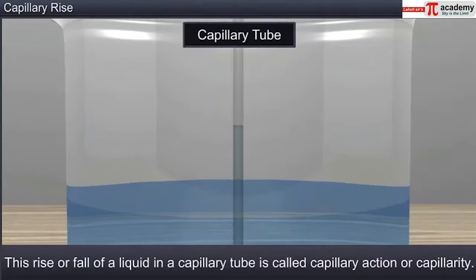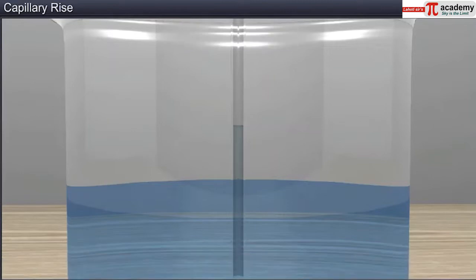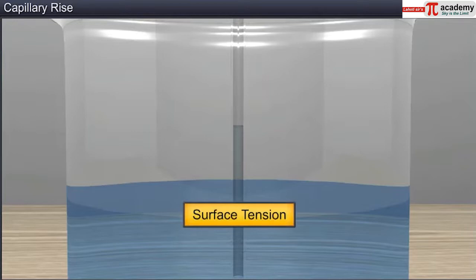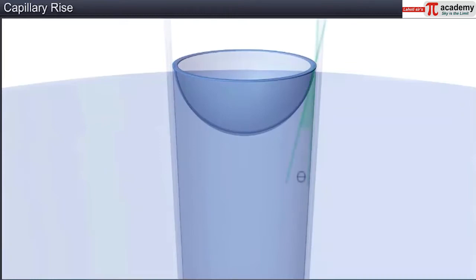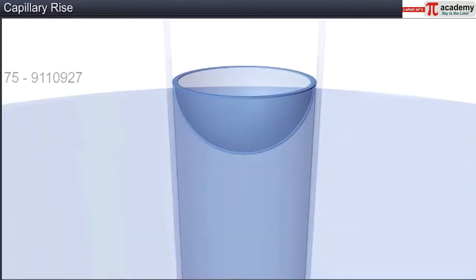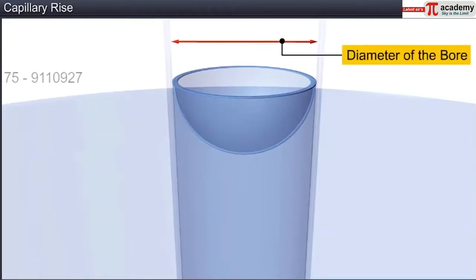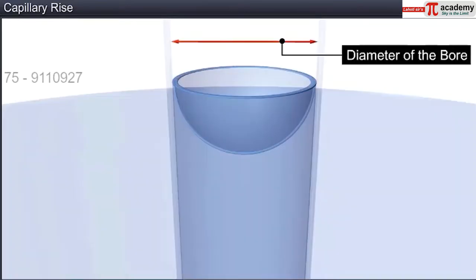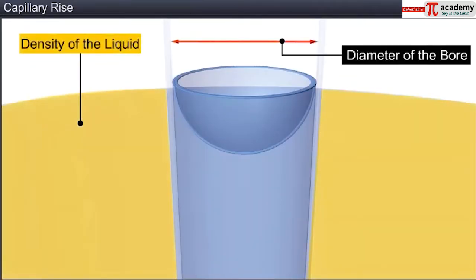This rise or fall of a liquid in a capillary tube is called capillary action or capillarity. The capillary action of a liquid is a consequence of the surface tension of the liquid and the angle of contact of the liquid with the surface of the tube. The extent of the rise or fall in the liquid in the tube also depends on the diameter of the pore and the density of the liquid.